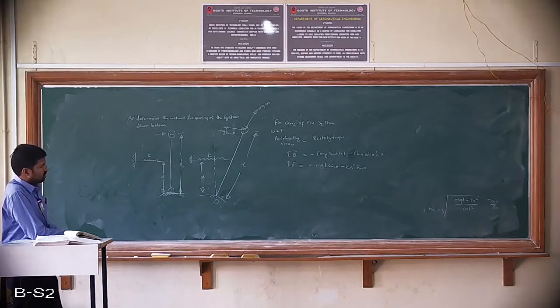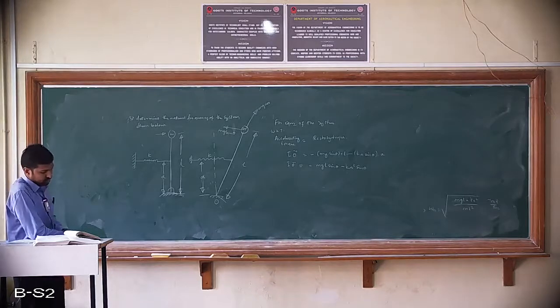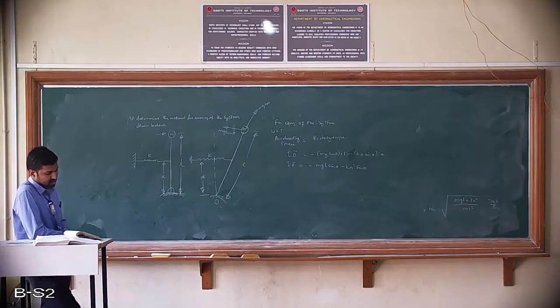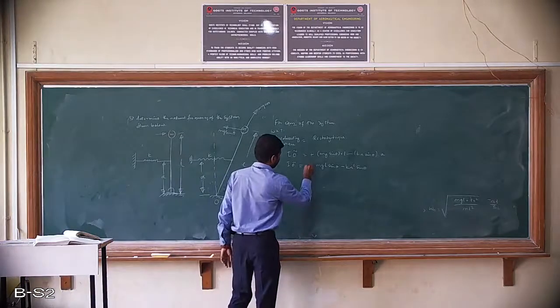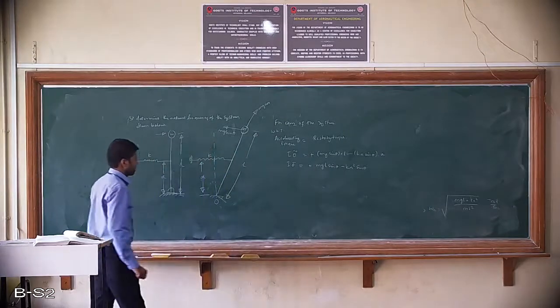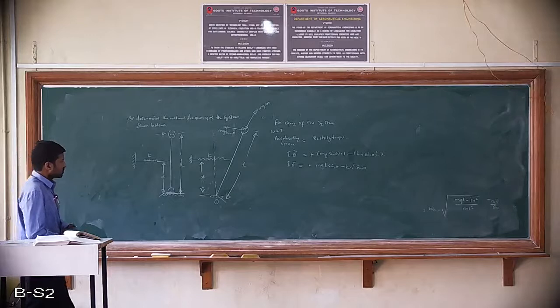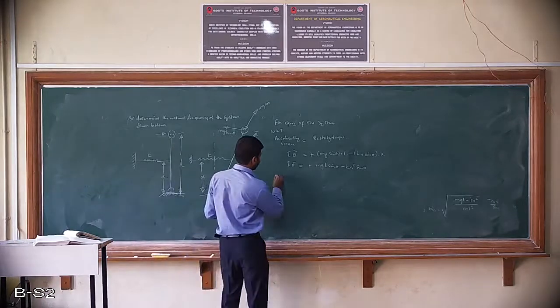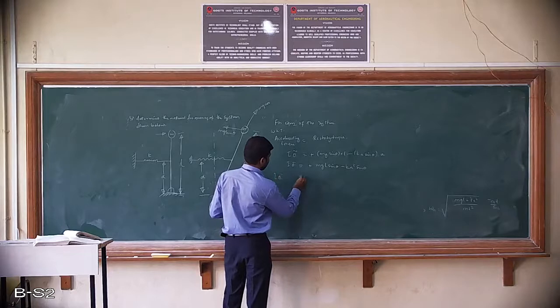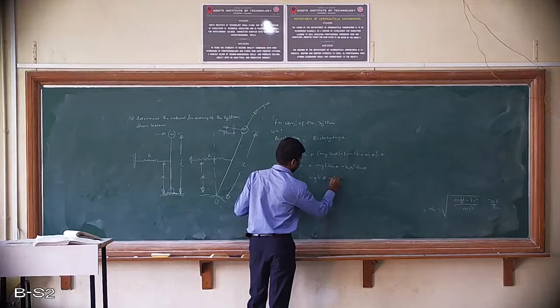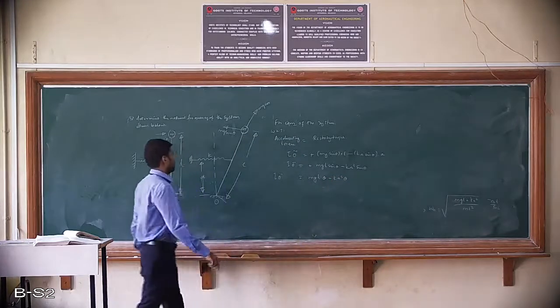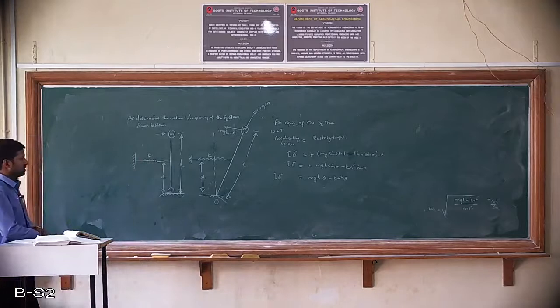Now what will be the direction for mgL sin theta? The mgL sin theta will be positive. It will not be negative. It will be positive. But Ka squared sin theta is negative. So I theta double dot is equal to mgL into theta minus Ka squared into theta.